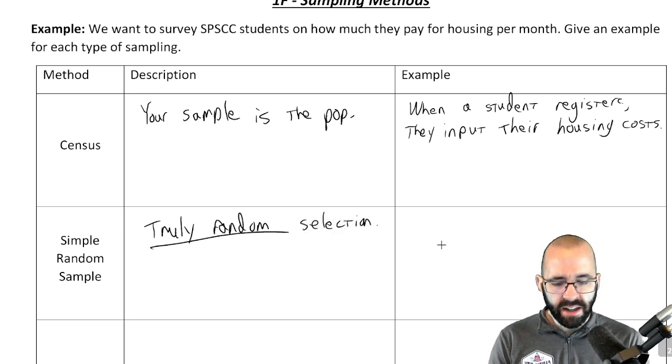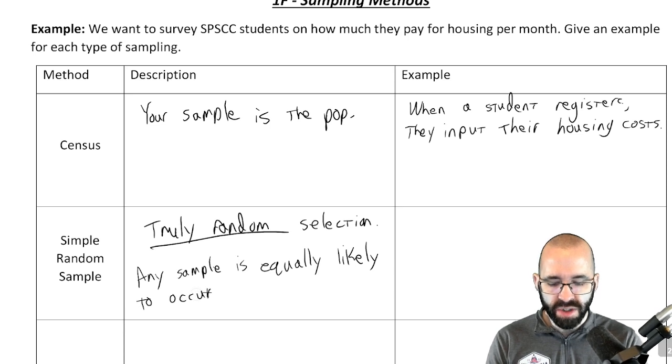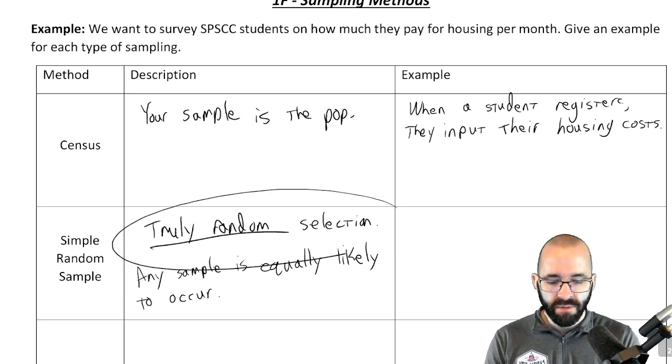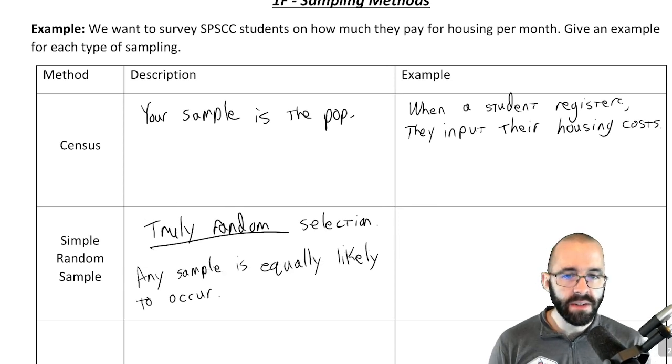Another way of defining this is any sample is equally likely to occur. That's a more precise definition. You can just stick with this definition mostly, but if you want the precise definition, it's there below it.